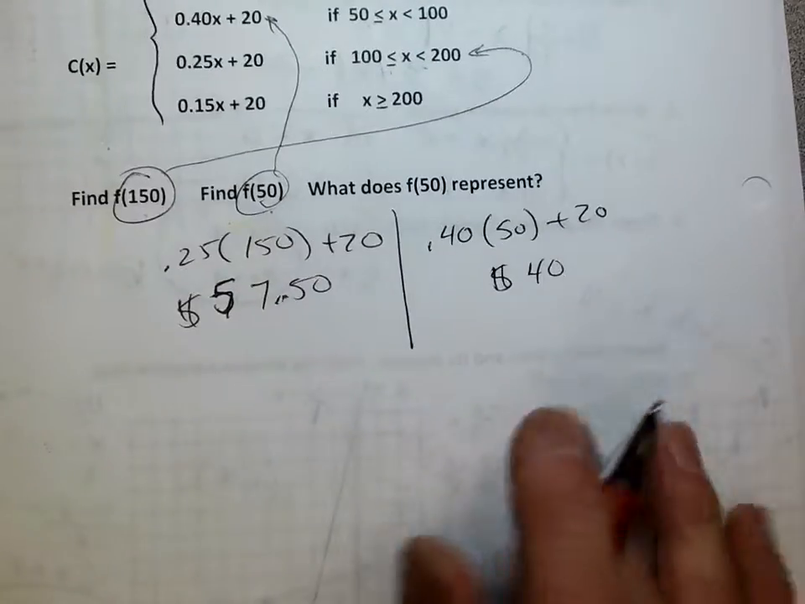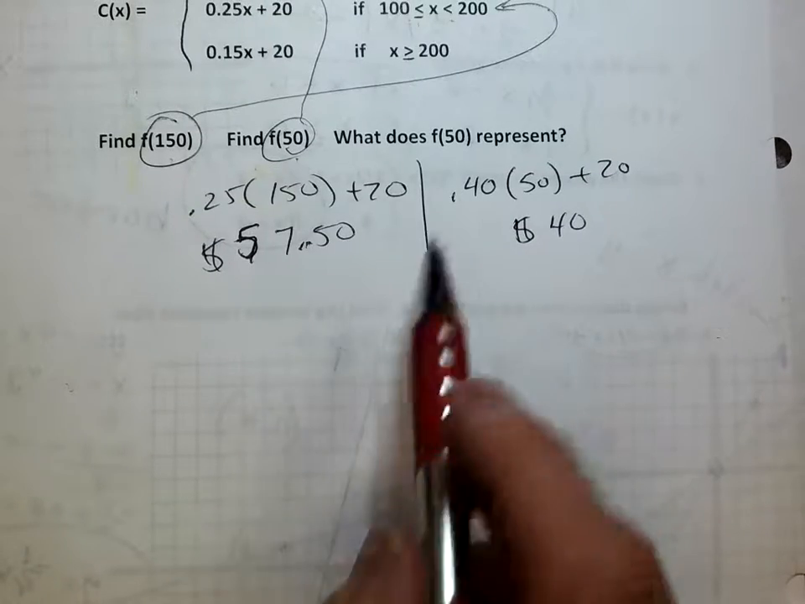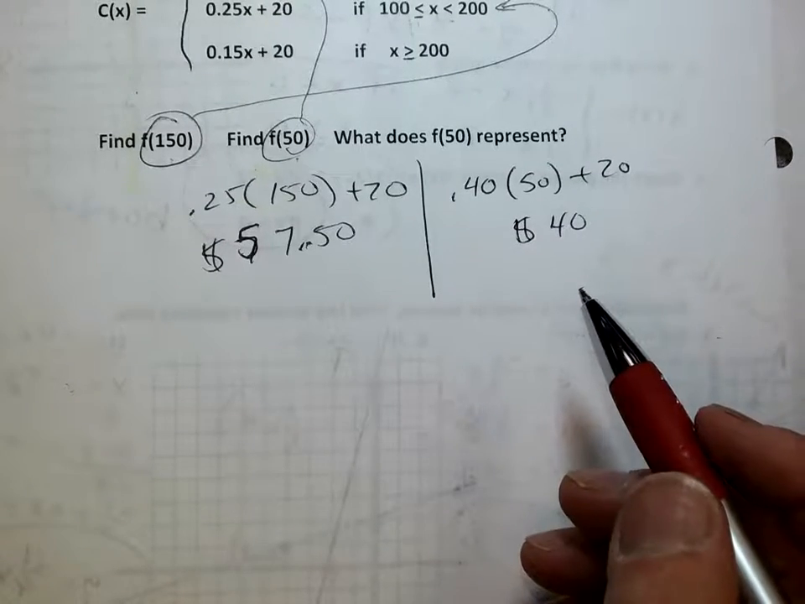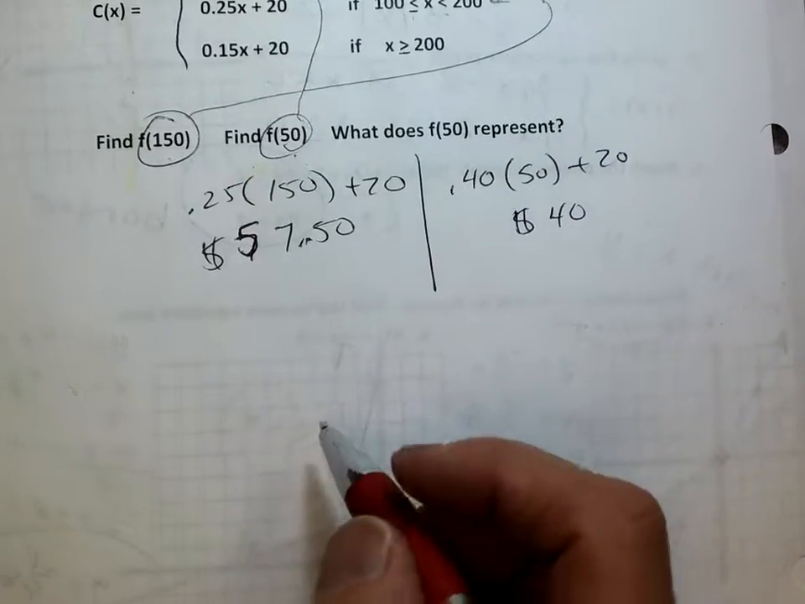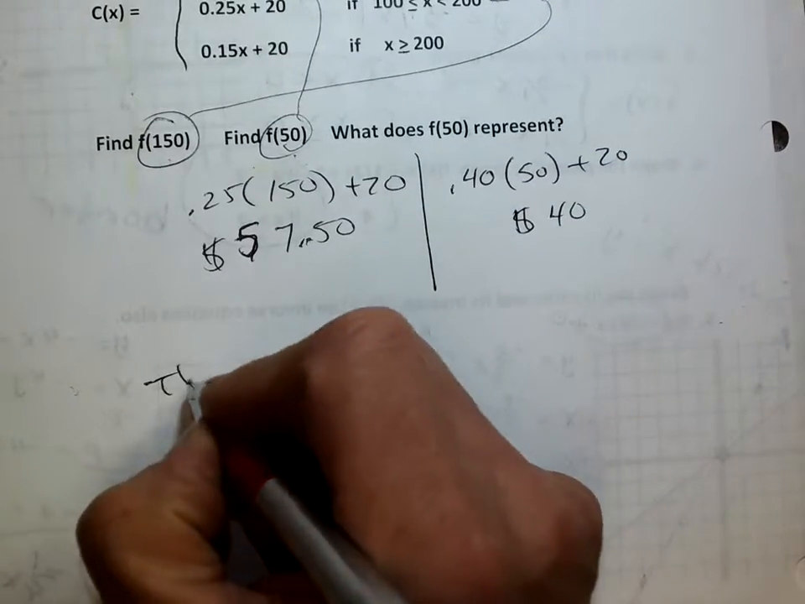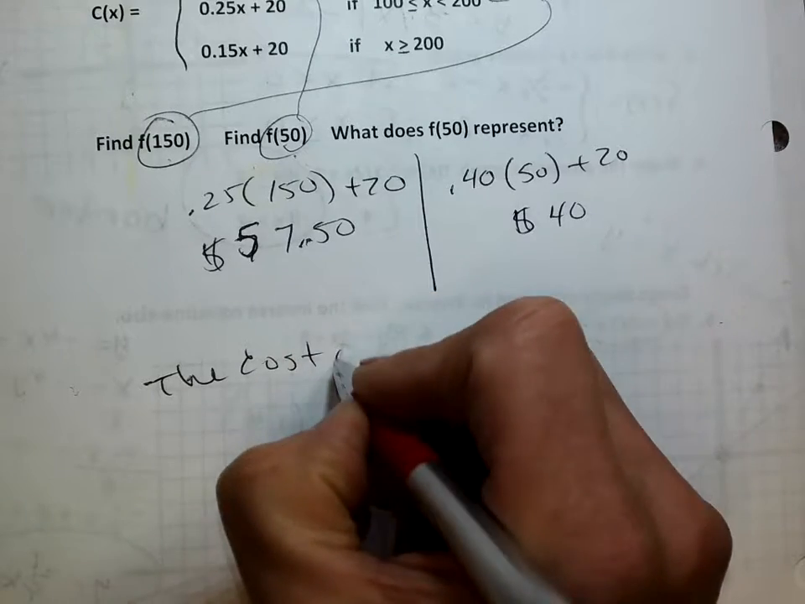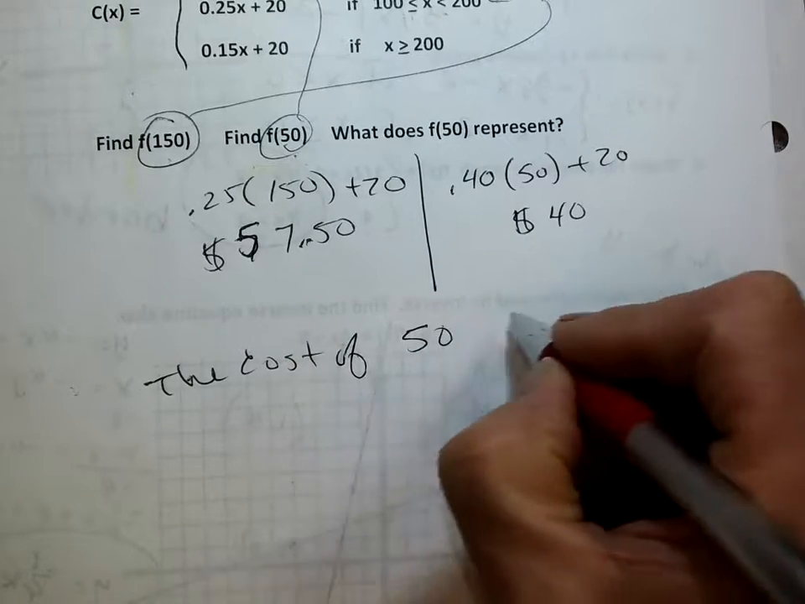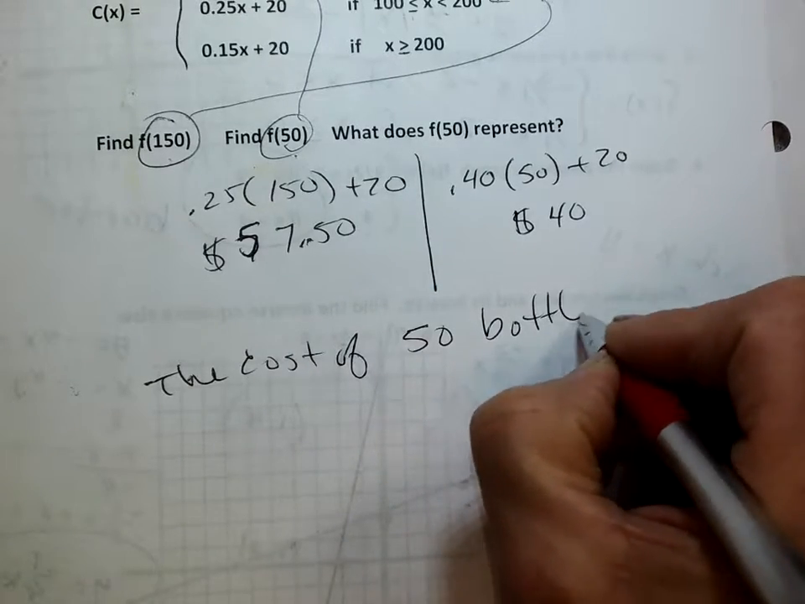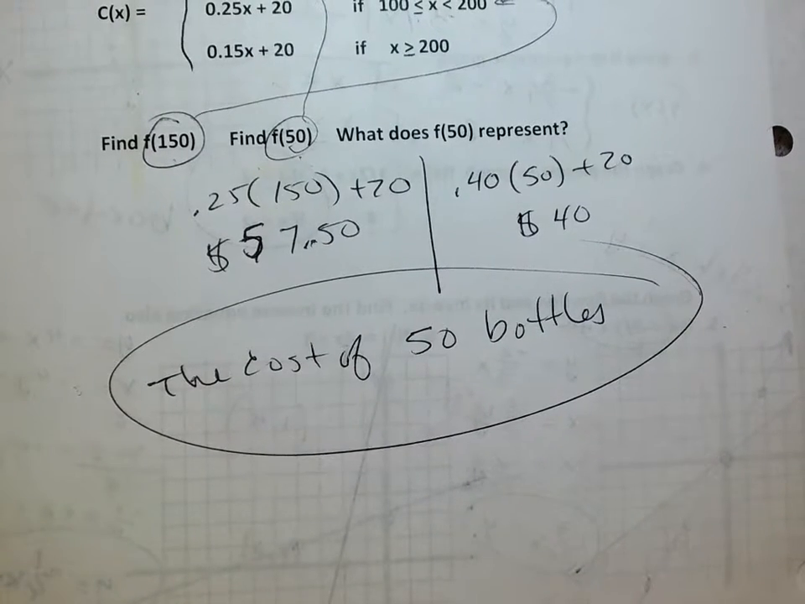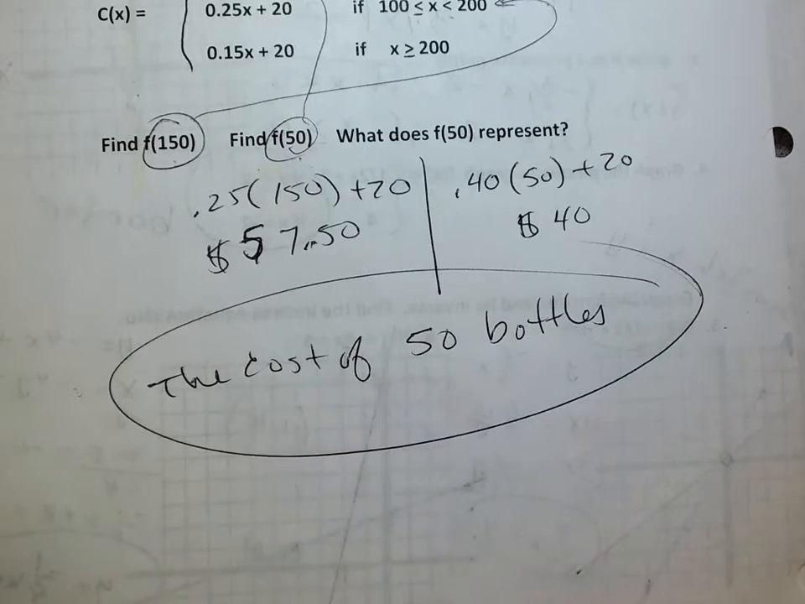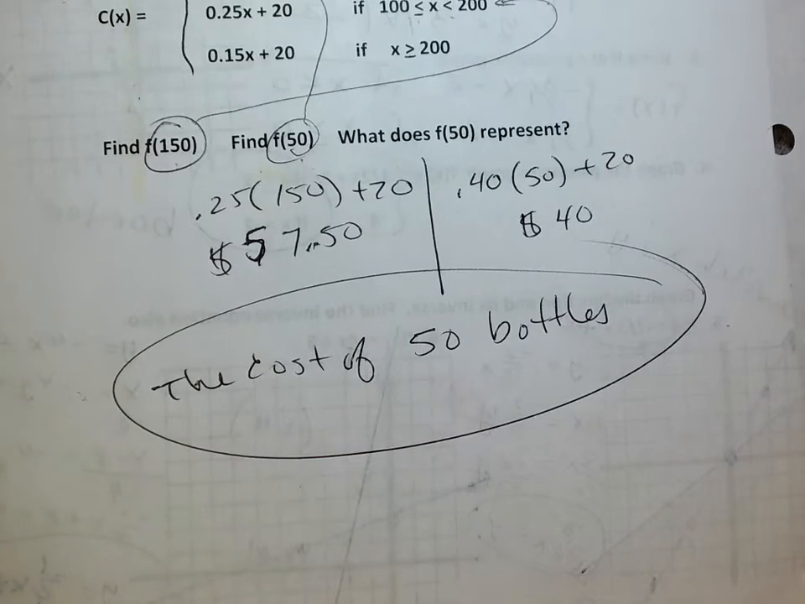And then finally, in words, what does f of 50 mean? Or bottles in this case. So it's really the cost of 50 bottles. That's all it is. That's what f of 50 means. Find the cost of 50 bottles. And what's the cost? $40, okay? Okay, so there it is.